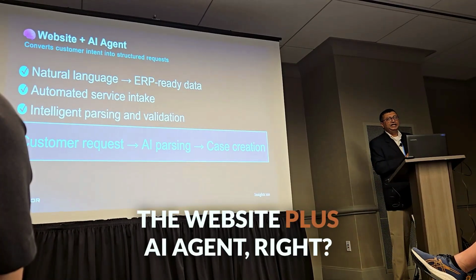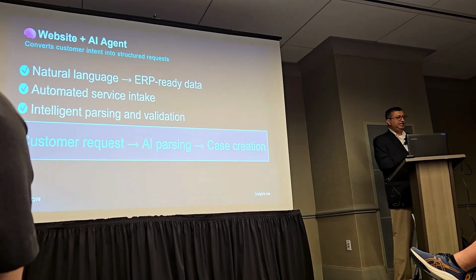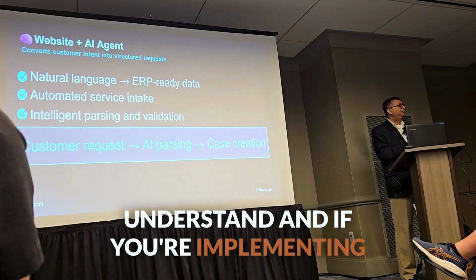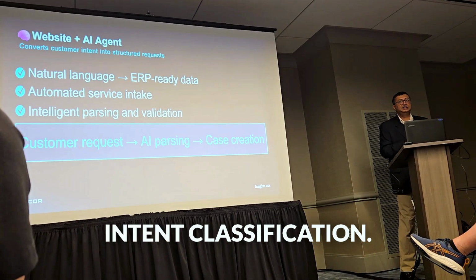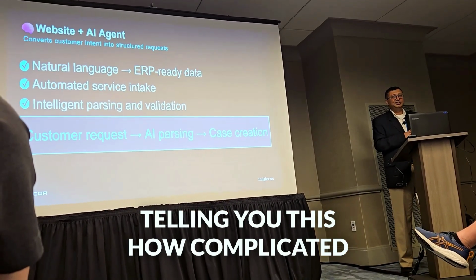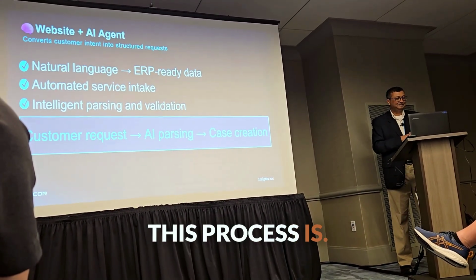The website plus AI agent, right? Natural language, customer intent. The first step of the problem is to understand what the customer is here for. Is he talking about a problem he wants solved? Is it just feedback? What does he want us to do? That's the first step of the function, understanding. And if you implement something like this, the customer intent classification, we changed this architecture three times for the product. So I'm telling you how complicated this process is.